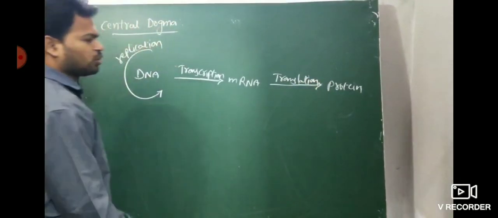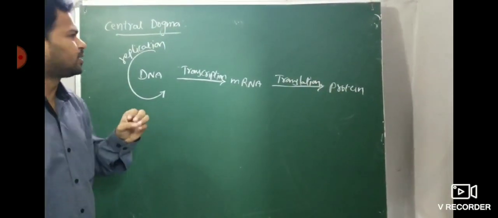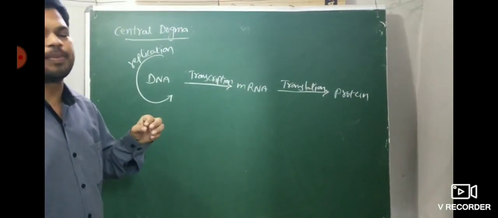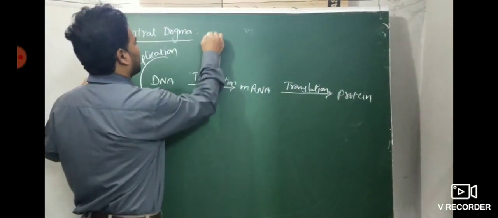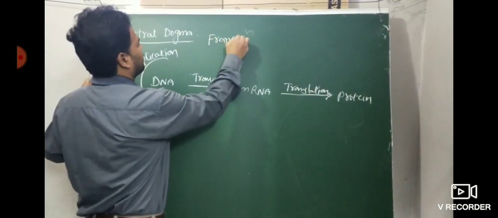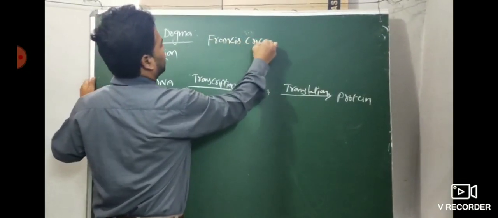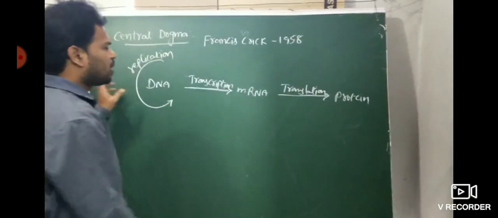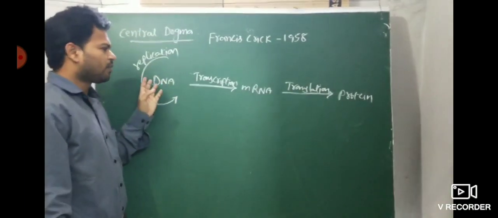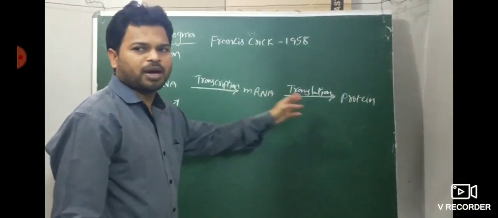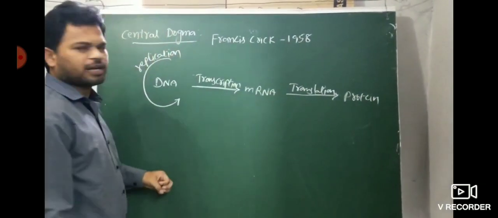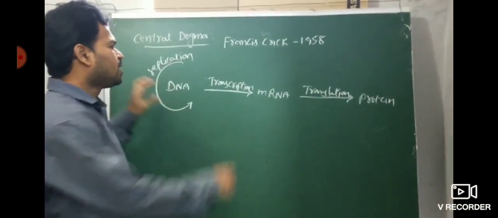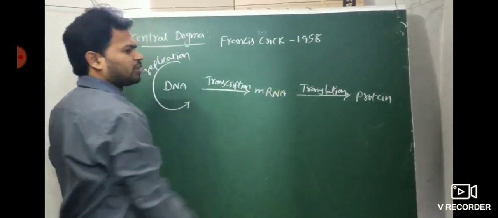So the chance to ask question: define central dogma, and who proposed central dogma? Central dogma was proposed by Francis Crick in 1958. The flow of genetic information from DNA to mRNA, and mRNA to protein, is the central dogma. The two processes involved in central dogma are transcription and translation.